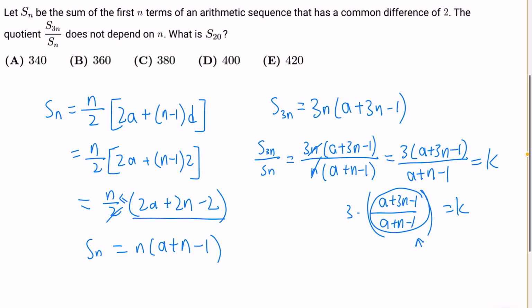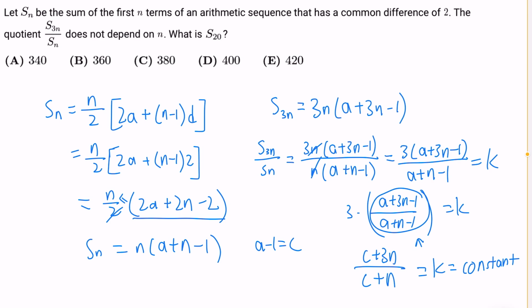We see that both in the numerator and in the denominator there is a minus 1, so I'm going to set a minus 1 to be equal to c. It's just easier so we can simplify the ratio. So it would be c plus 3n over c plus n. This is equal to k, which is equal to a constant.